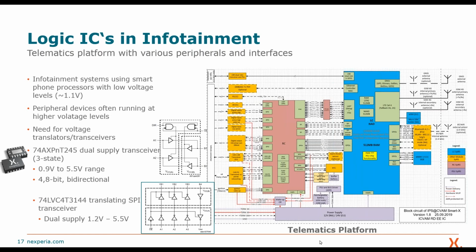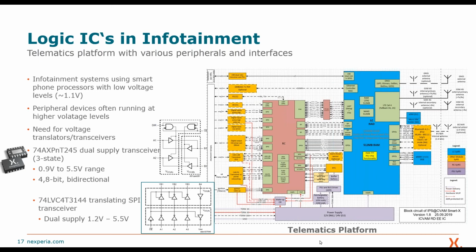And we also have dedicated translation devices like the LVC3144, which is also available in AVC process technology. There you can see the small block diagram here, and it can support SPI, which means three signals in one direction and one signal in the other direction, and together with it, an output enable signal.